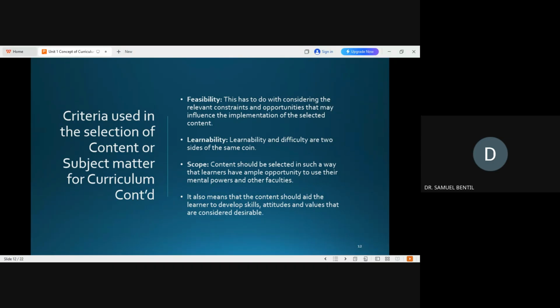Then we also have the learnability principle. Normally people try to align it with the difficulty level of the course. Now, when we say learnability, we are looking at the demands, the nature and manner of the program and the course load. Is it beyond the level of the student to go through? Is it above the ability of the learner? Or is it below the learner's ability?